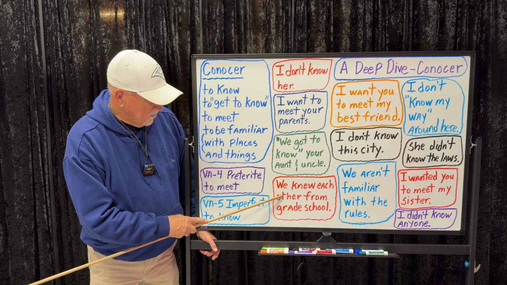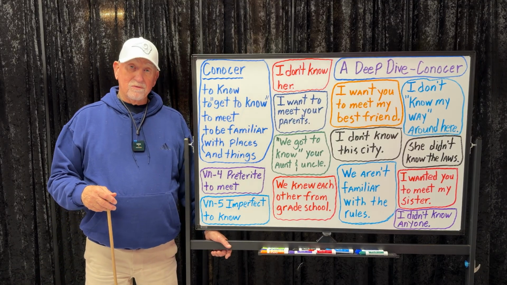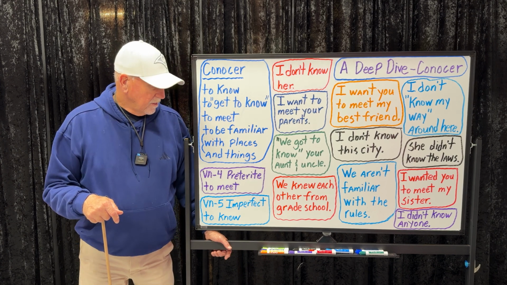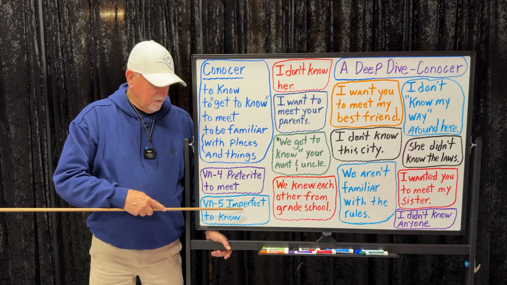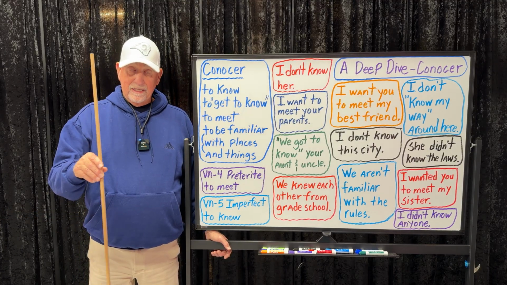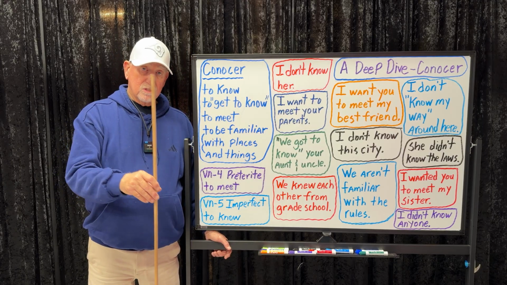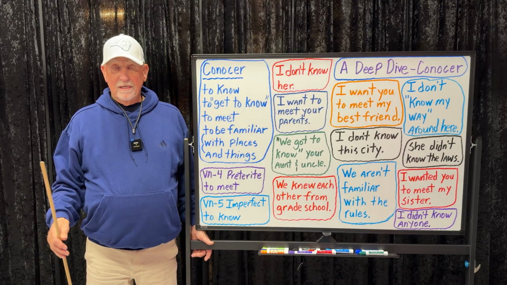We knew each other from grade school. Well, grade school is primary school, elementary school, that is la primaria. La primaria. We knew each other. Well, if you knew someone in the past, it's got to be imperfect. It's reflexive, so it's nos. Take conocía and put it in the we form. Nos conocíamos en la primaria. We knew each other in elementary school.